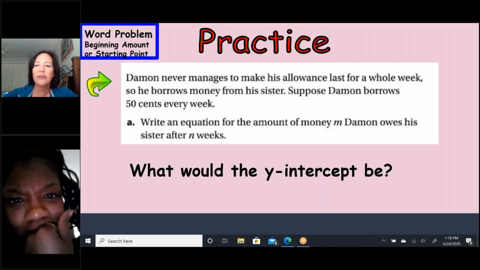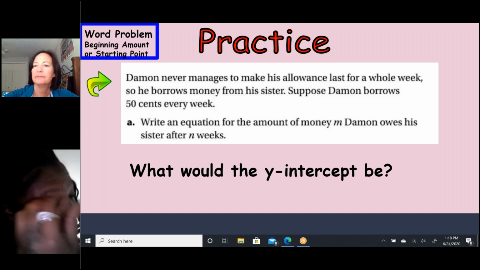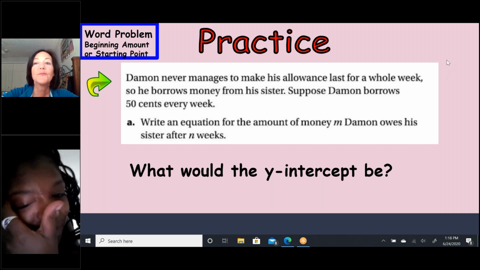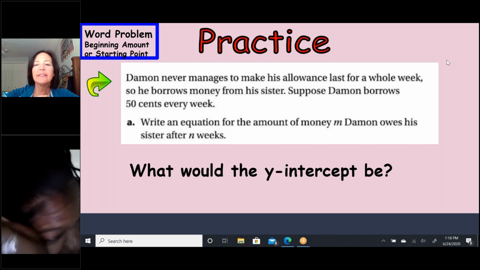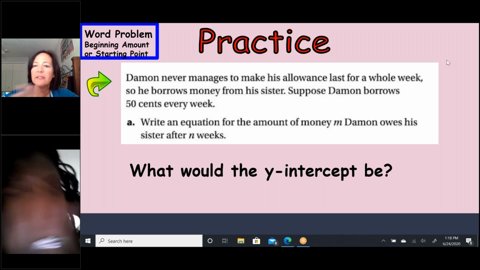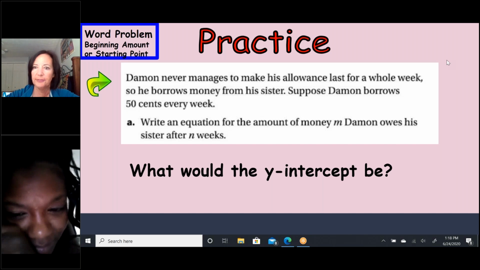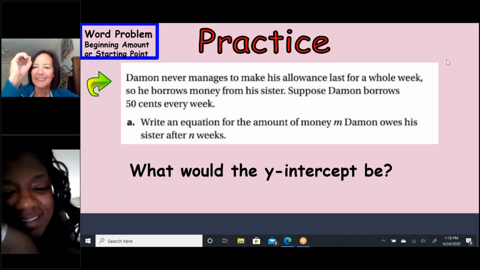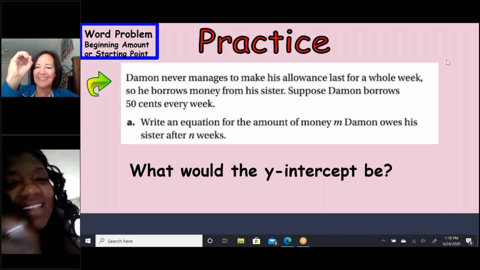So he got his allowance and he blew it. It's all gone. So now that the money's all gone, he has to start borrowing from his sister. So how much money does Damon have? What's his starting point or his beginning amount? We don't know. Yeah, we do. He got his allowance and he spent it all. So after he spent all of his money, how much money did he have? None. So what's our y-intercept?